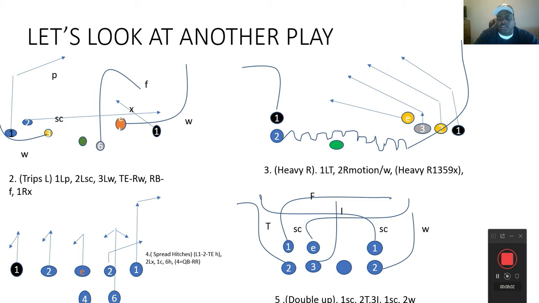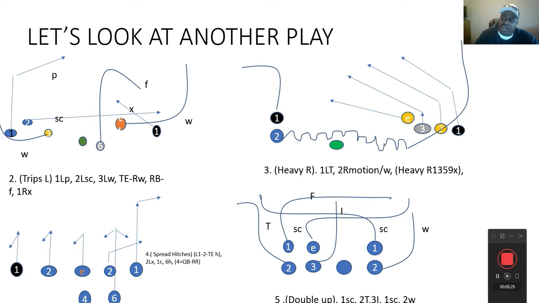Then let's look at number 2. See number 2 down there in the blue? That's motion. Number 2 going right motion, wheel. He's running a wheel route. He's going motion. Now, on the other side, it's heavy. You see how everybody else, 4 people, lined up all the way to the right side? Right. Everybody's to the right.